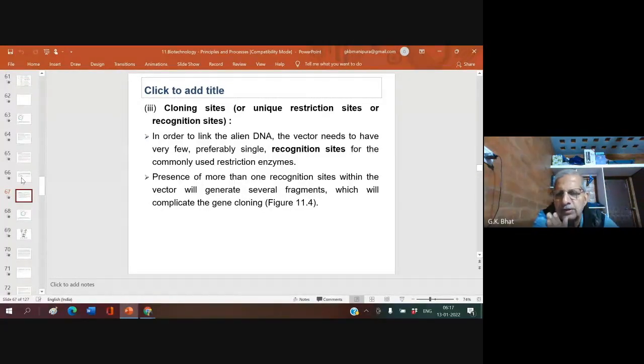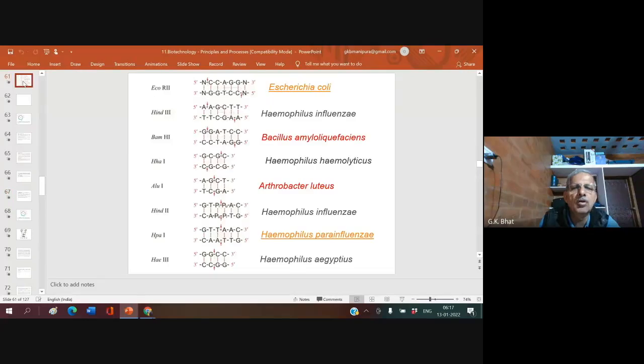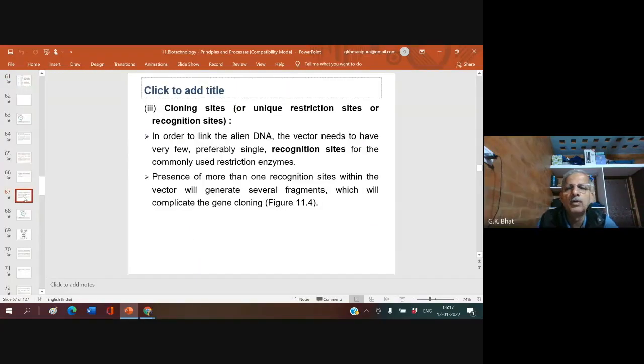Whatever commonly used restriction enzymes there are, I mentioned the other day, and these are the commonly used recognition sequences for these restriction enzymes. So you should have a recognition site for the commonly used restriction enzymes. Now let us see, that is what the sequences have shown you.